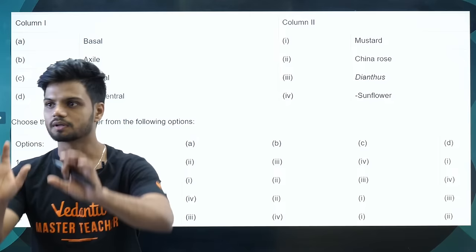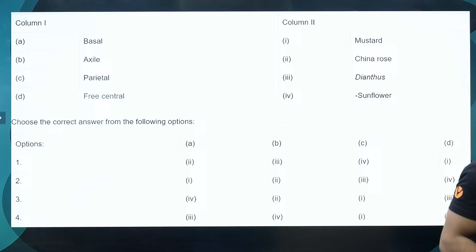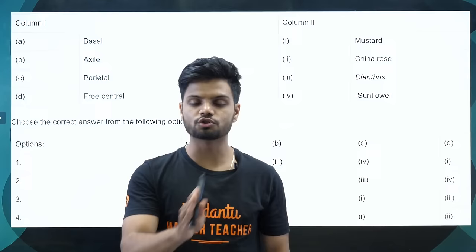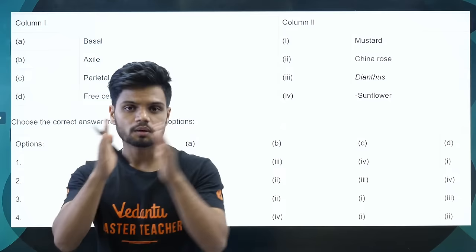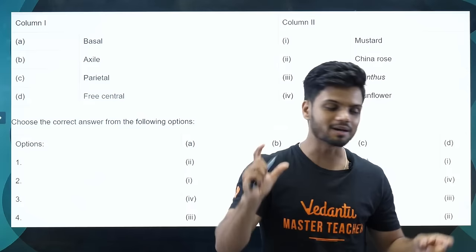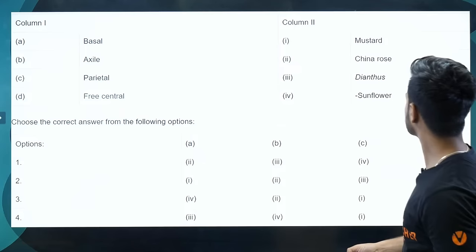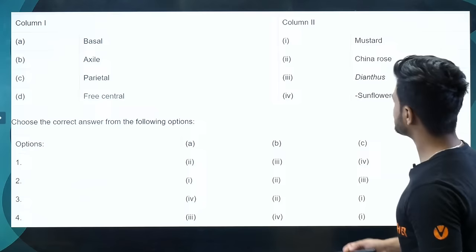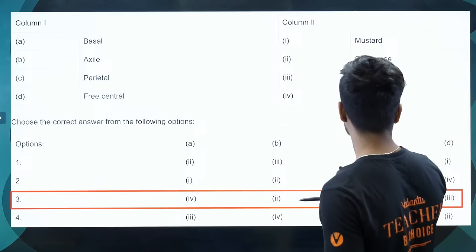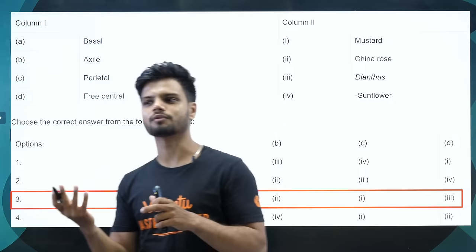Now tell me in the chat quickly the answers. First one is basal placentation. What is the trick for basal placentation? I've told the tricks in your main shots. Basal placentation is birds migrate south. B for basal, M for mustard and marigold, S for sunflower. So marigold and sunflower are examples. It's given here, so basal placentation is going to be option 4. Wait, I don't remember the trick here. Let's see the trick later on.